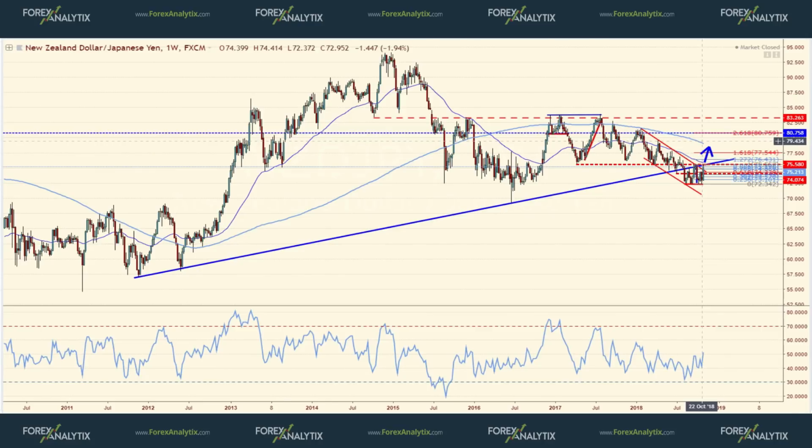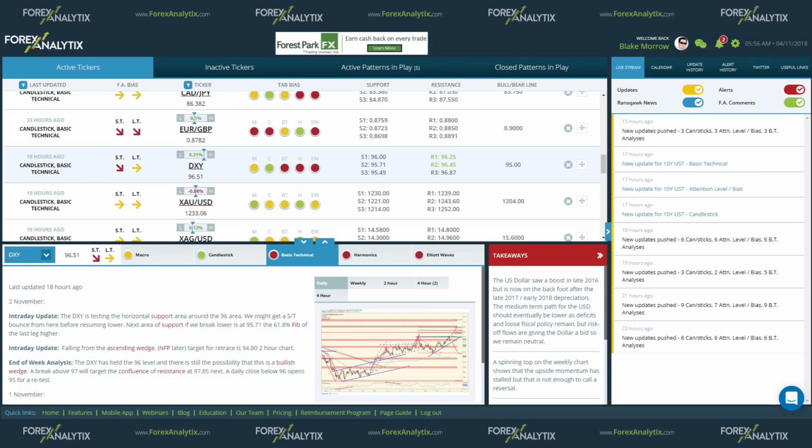A lot of traders are short. A lot of people are short the Kiwi. We could really see that squeeze higher, again, if risk appetite improves going into next week. So there are a lot of things happening in the FX market, and a lot of things happening this week.